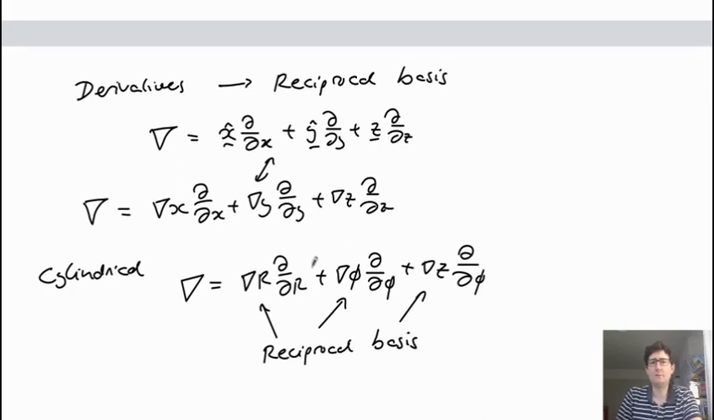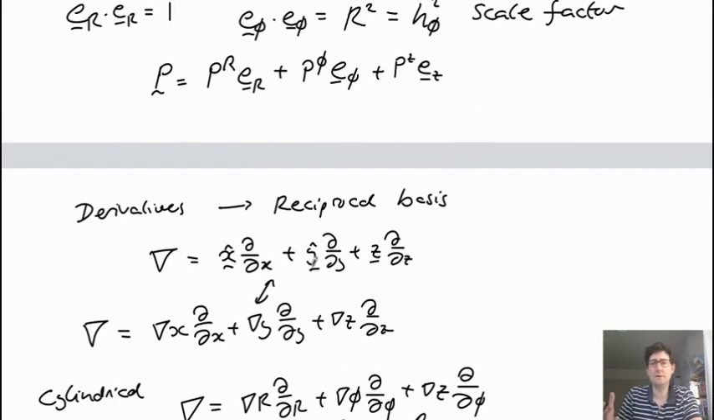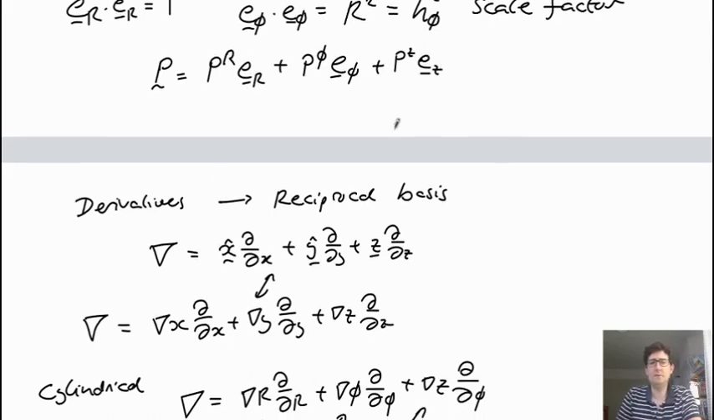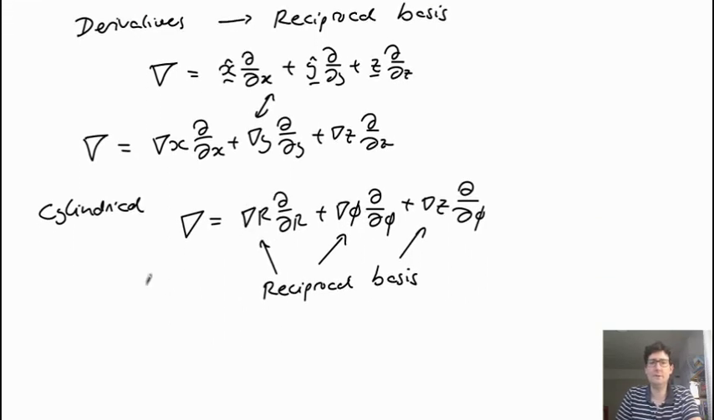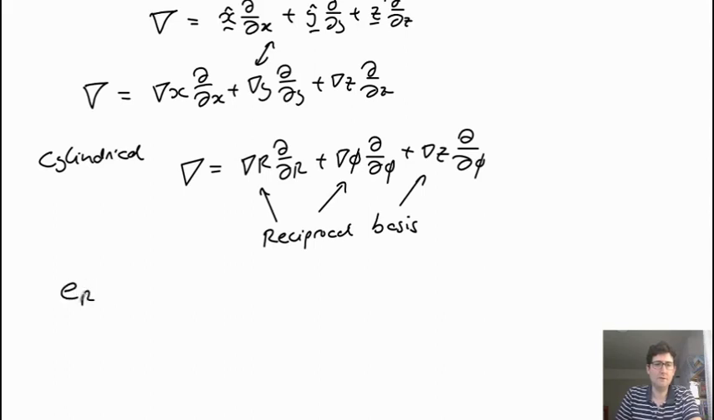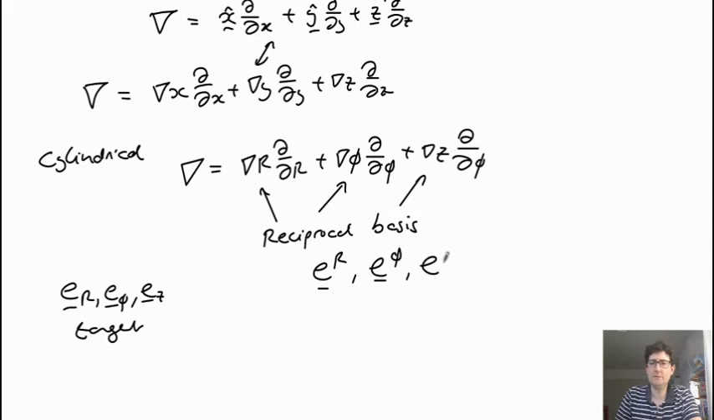And so we have two kinds of bases, or two sets of vectors that we can use to describe directions in coordinates. So we have E_r, E_phi, E_z, and we have grad r, grad phi, grad z. So in summary, there's E_r, E_phi, E_z, which is the tangent basis, and then there's these grad r, grad phi, grad z, and these are sometimes written as E^r, E^phi, and E^z. So these are the reciprocal basis vectors, and it's equally valid to write vectors in either of these forms. So any combination of these three or any combination of these three, they're just equivalent ways of writing vectors.